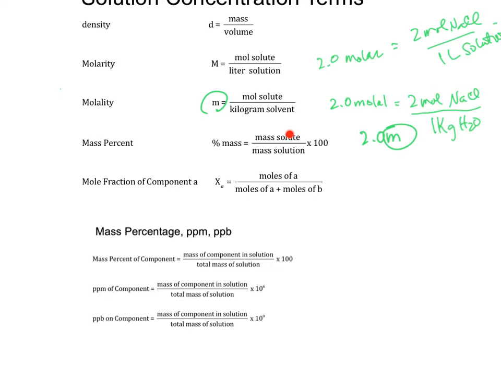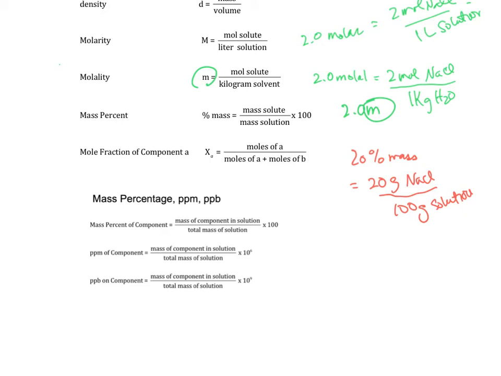So this one you have your solute, and you have the mass of it, and you're going to divide by the mass of solution. So let's say I had a 20% by mass solution. This means I've got 20 grams of whatever it is, sodium chloride, divided by 100 grams of solution, not water, solution. So that means if I have 100 grams of solution, and that's times 100, then I have 20 grams of sodium chloride and 80 grams of water.